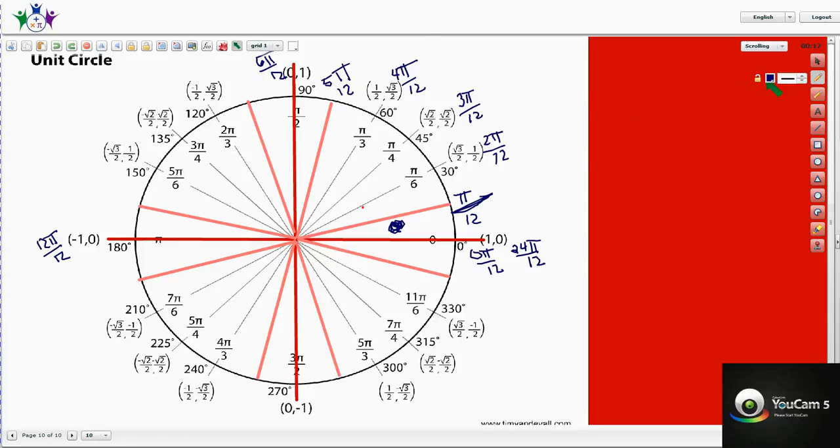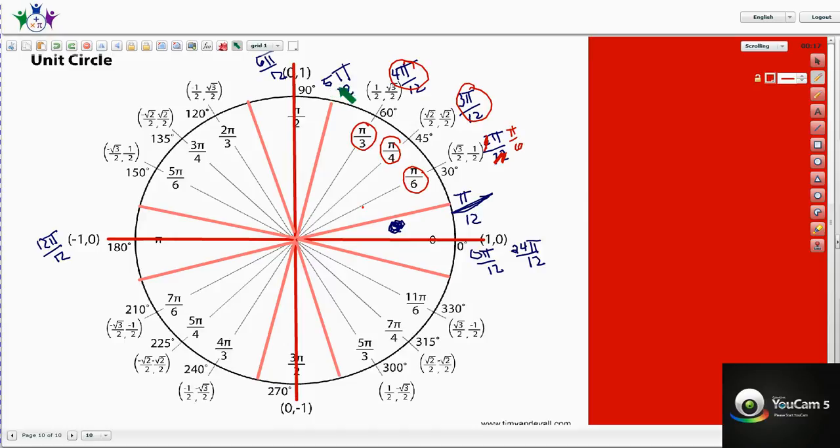So let's simplify these. This reduces, we can divide both by 2, to pi over 6. And that's what it's really known as, most people know me as Miss Christine and not my full name. We reduce this one, it will reduce to pi over 4. This reduces to pi over 3.